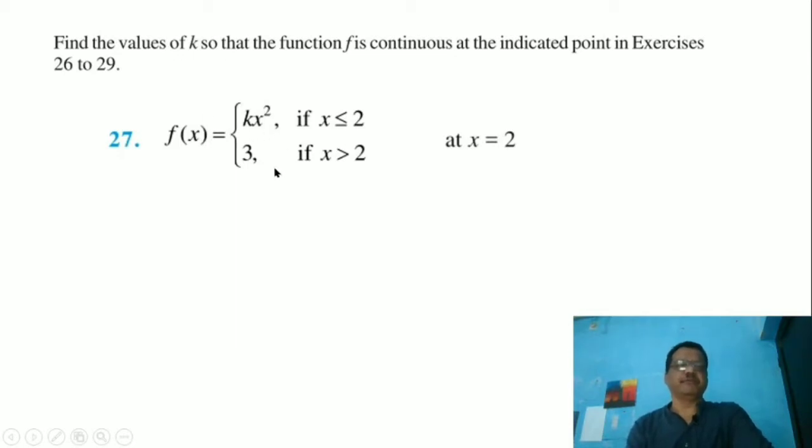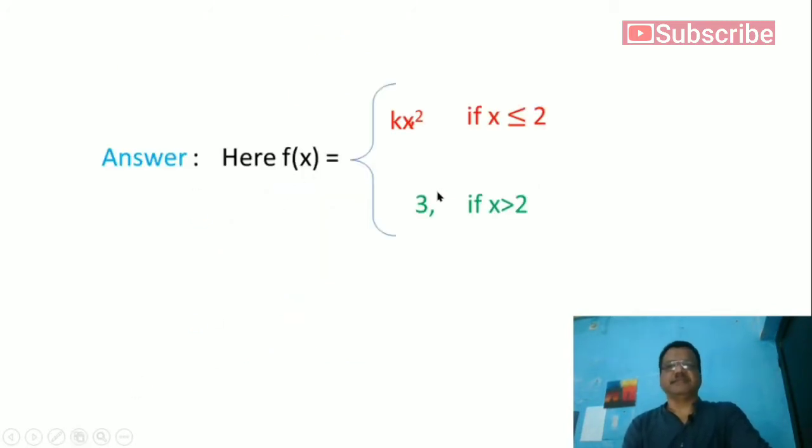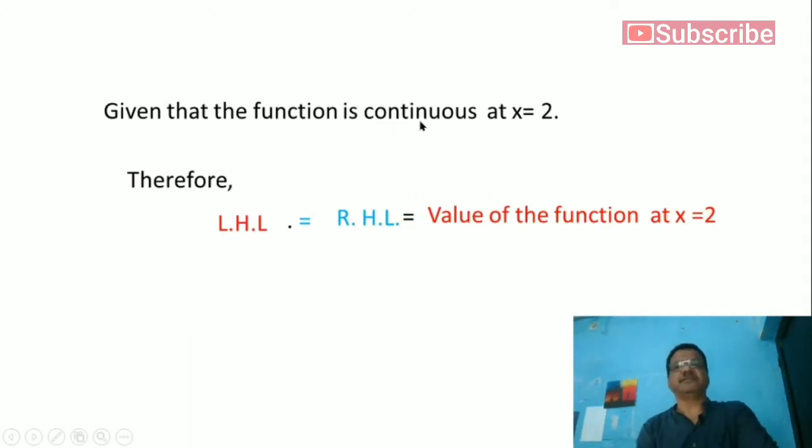Great. So for that, what is to be done? This is a simple answer but important. Fine. Let's move. This is the given function, kx² for real numbers less than 2, and 2 is also included in this interval. Then for the right side of 2, f(x) is given as 3. Now, given that the function is continuous at x equal to 2, this is the condition of continuity.